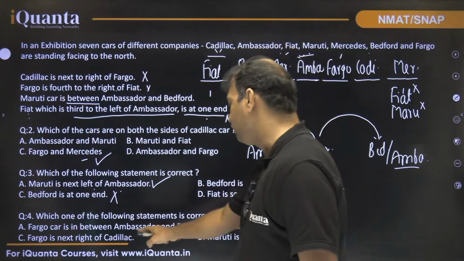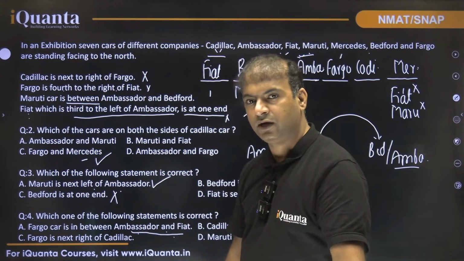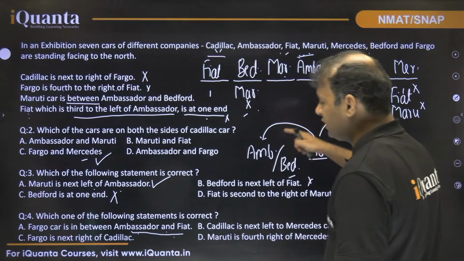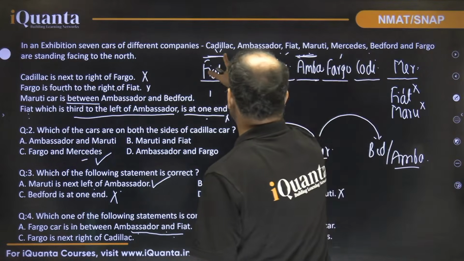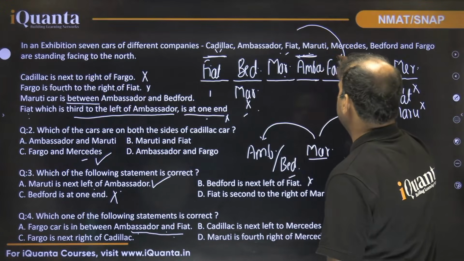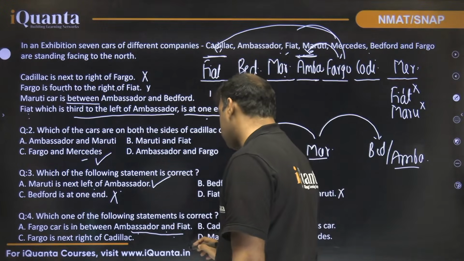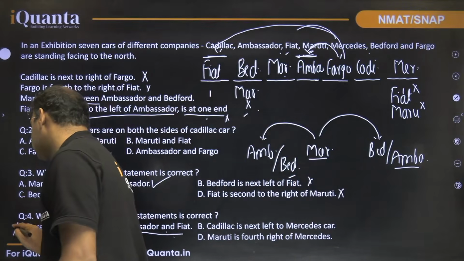So guys, this is not correct. They are saying that Fargo is between Ambassador and Fiat. That means one of Ambassador and Fiat should be to the left of Fargo, and the other should be to the right of Fargo. But what is happening here? Both Ambassador and Fiat are to the left of Fargo, right? So this statement is obviously not correct. I'm sure you all understand.